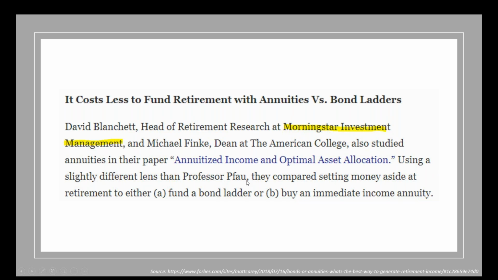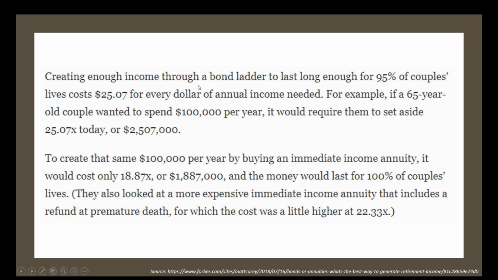In their paper, Annuitized Income and Optimal Asset Allocation, using a slightly different lens than Professor Pfau, they compared setting money aside in retirement to fund a bond ladder versus buying an immediate income annuity. Creating enough income through a bond ladder to last through 95% of the couple's lives costs $25 for every dollar of annual income needed. For example, a 65-year-old would want to spend $100,000 a year. It would require them to set aside 25.07, which should be $2.5 million, to get that $100,000 of income. If they created the same thing by buying an immediate annuity, it would be 18.87.